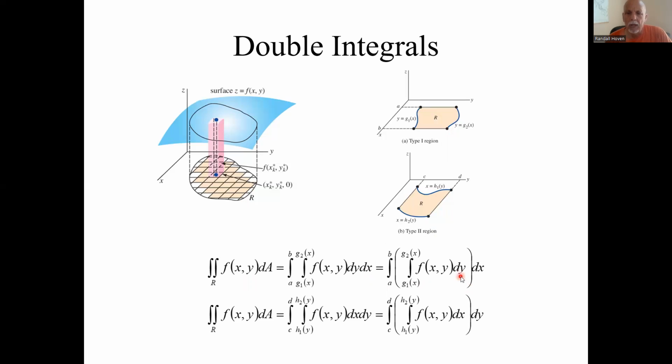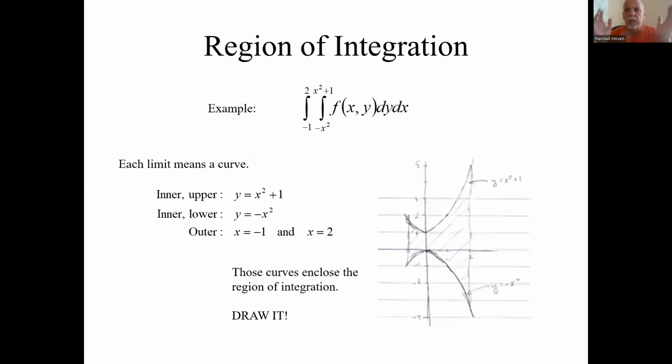If you integrate over y first, the limits of the inner integral could be functions of x. By the time you get to the outer integral, the limits need to be constant. The big thing you need to think about is the region of integration. You look at this. Interpret every limit of the integral as a function. This integral is over y. Y comes first. So this lower limit means the function y equals minus x squared.